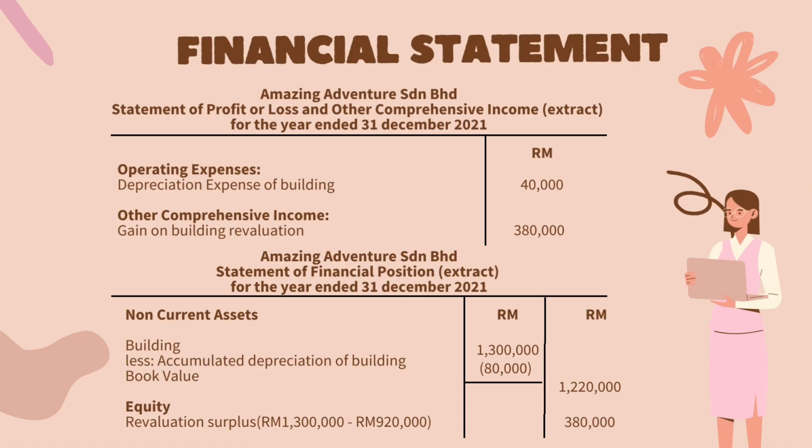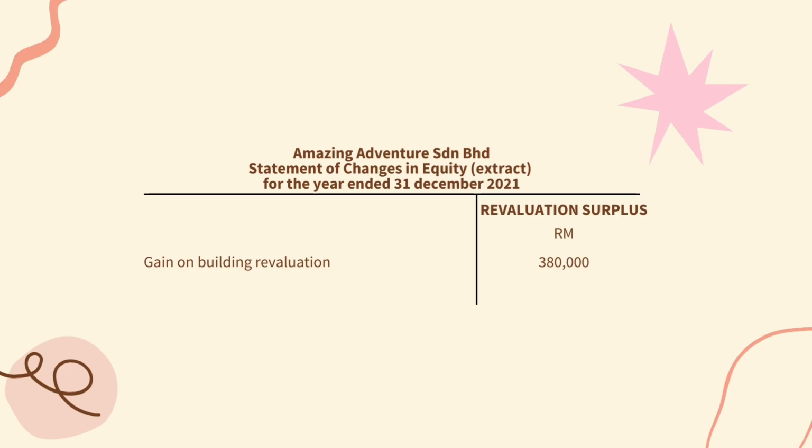Next is to record in the financial statements. Based on MFRS 116, the depreciation expense of the building will be recorded in the statement of profit or loss and other comprehensive income, while the gain on building revaluation that we calculated earlier will be recognized in other comprehensive income. While in the statement of financial position, the building will be measured at the fair value, which is 1,300,000, less the accumulated depreciation of the building, and the revaluation surplus will be recorded under equity in the statement of financial position. And the last one, under the revaluation model, we need to record the gain on building revaluation in the statement of changes in equity.